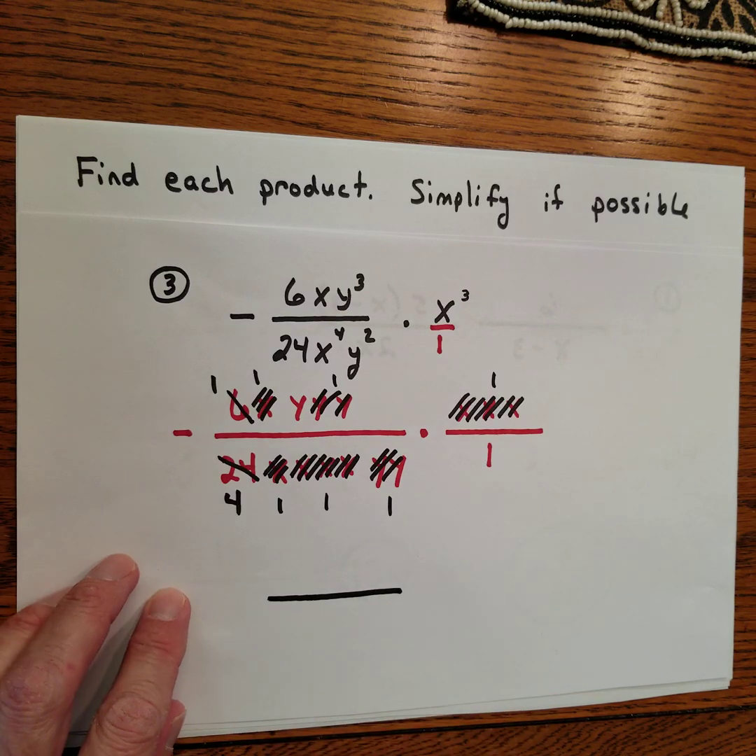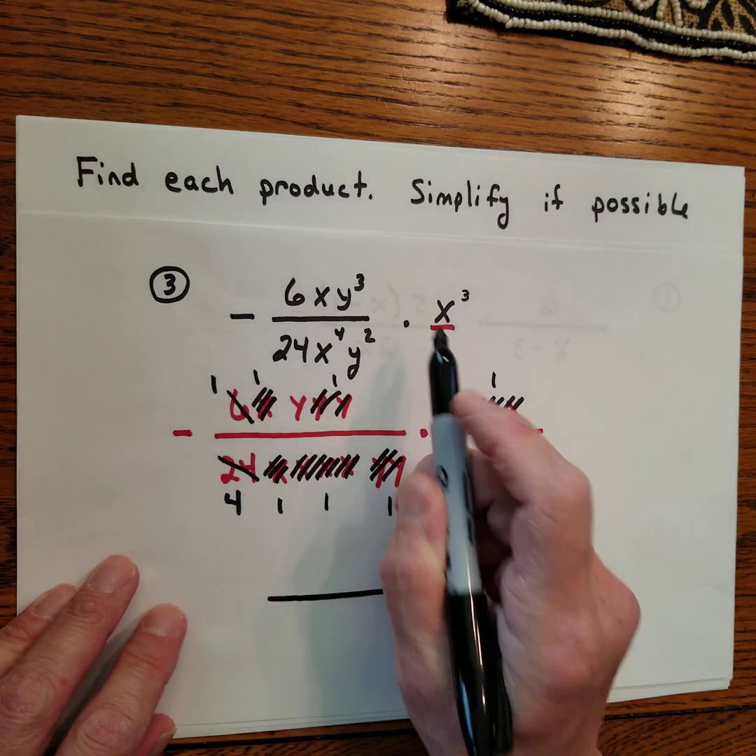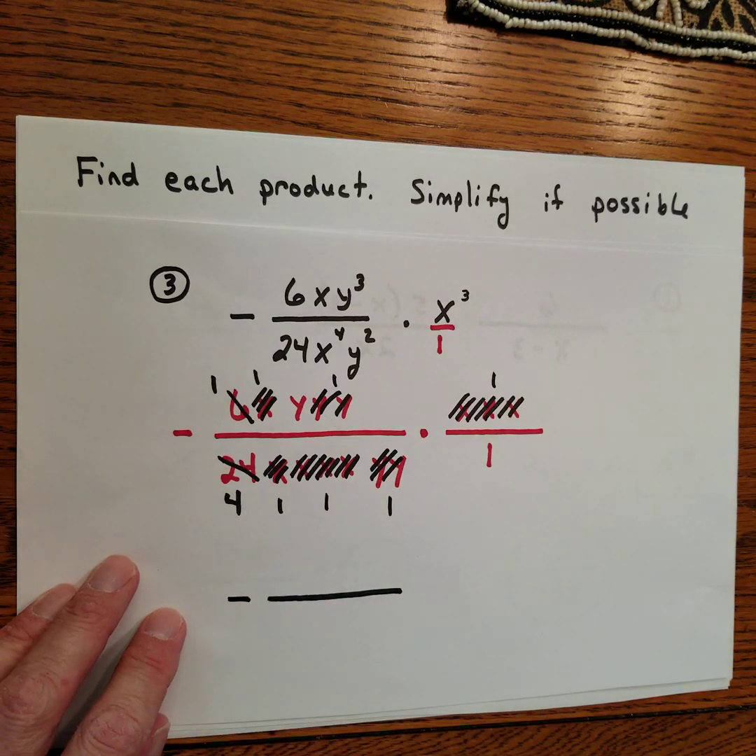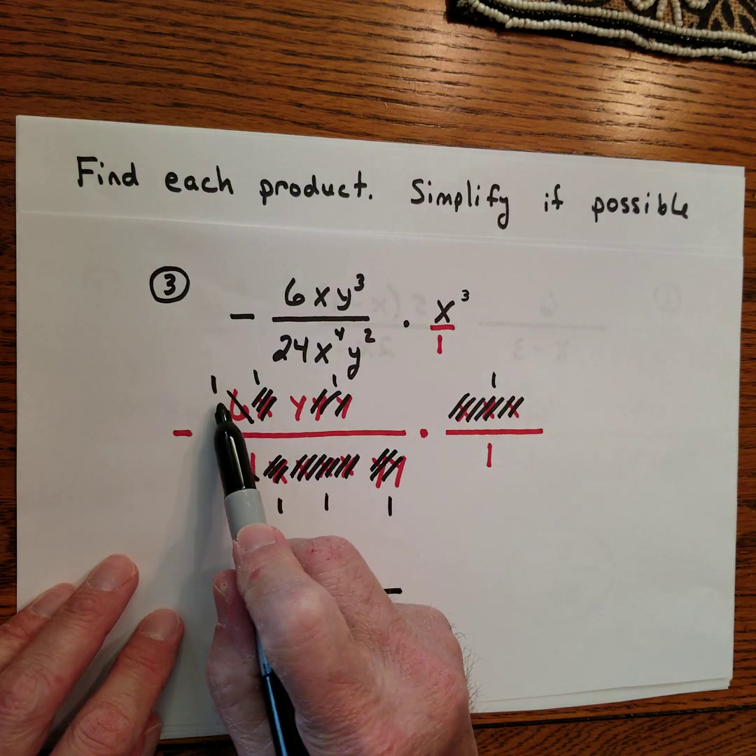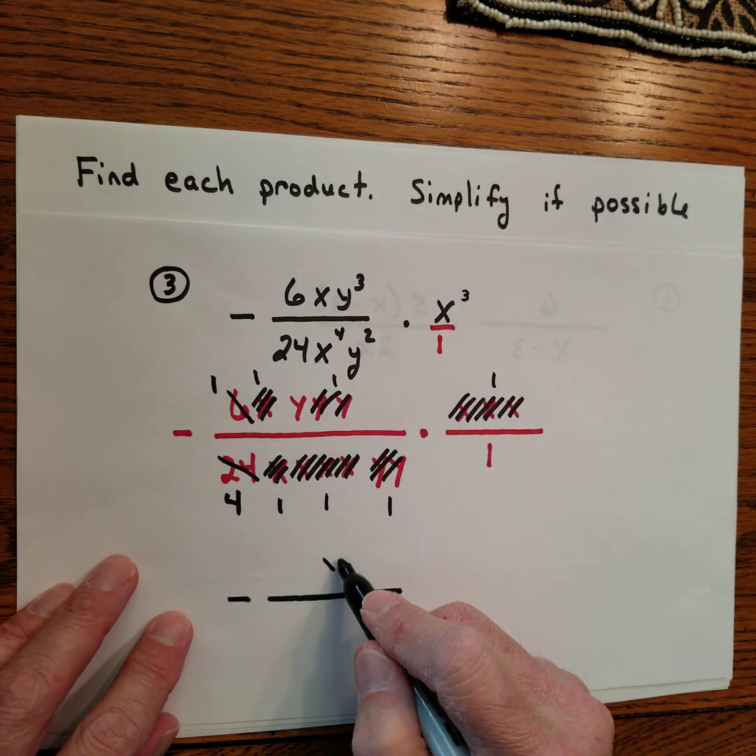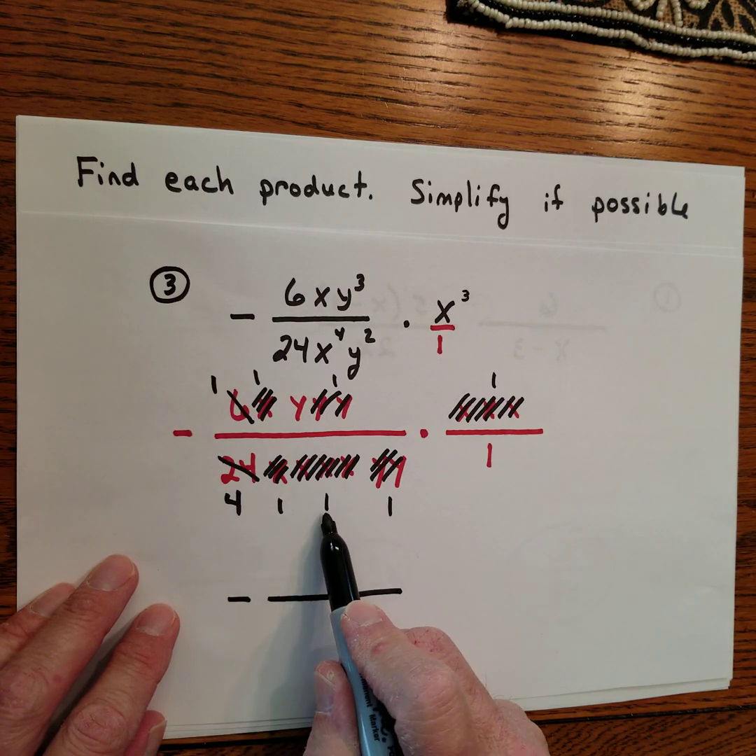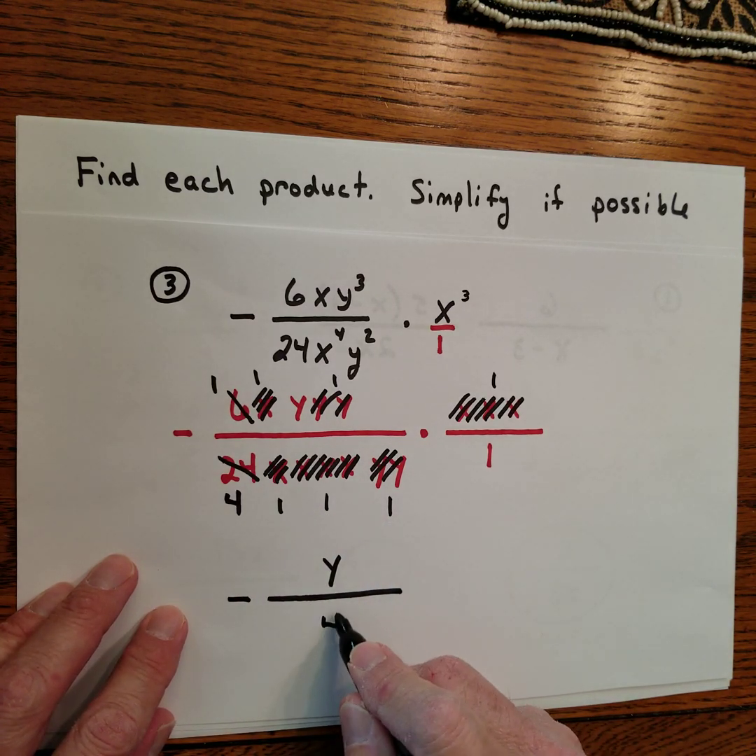All right, what's left? It's a negative times a positive. A negative times a positive is a negative. In the top, I have 1 times y times 1 times 1. In the bottom, I've got 4 times 1 times 1 times 1 times 1.